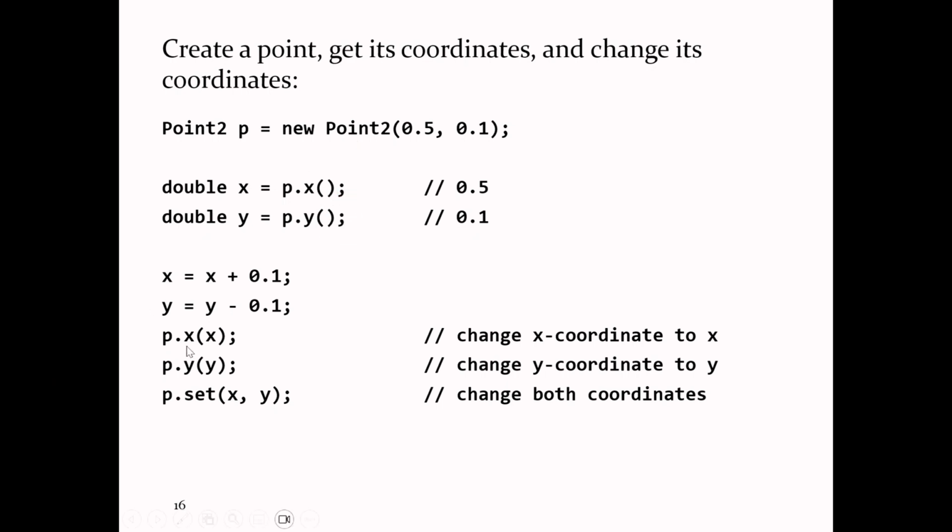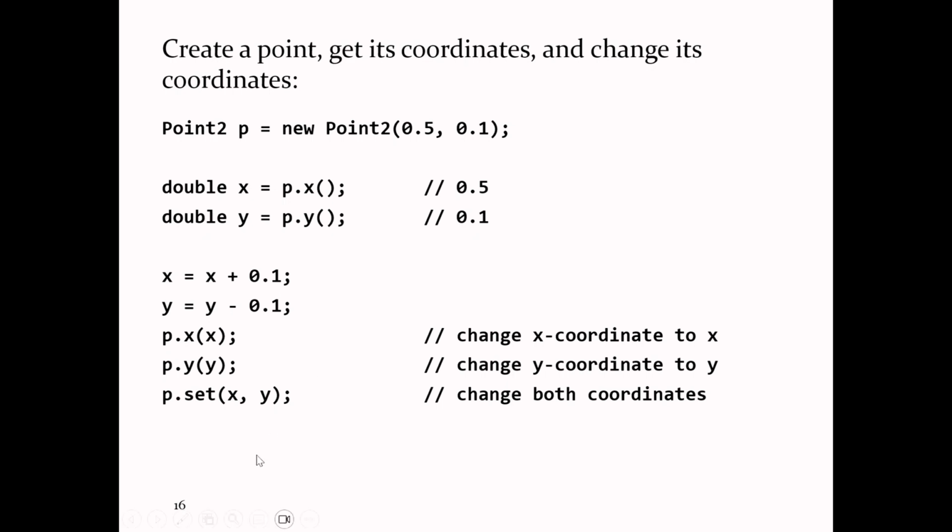Now, in Java, you are allowed to have methods that have the same name in the same class. So there's another method called x, but this one takes in a value for the x coordinate. So this one changes the value of the x coordinate for the point. So this sets the x coordinate of the point P to 0.5 plus 0.1, so 0.6. And that sets the y coordinate of the point to 0.1 minus 0.1, so 0. There's another method called set that lets you set both coordinates at the same time, so set the x and the y coordinate of the point in a single method call.